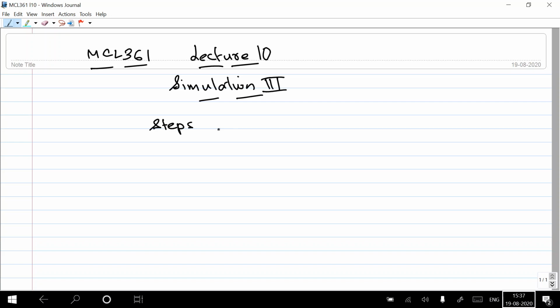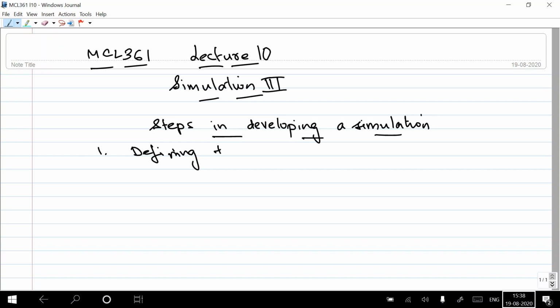Steps in developing a simulation. So the first step was, as we discussed, defining the scope of the simulation.